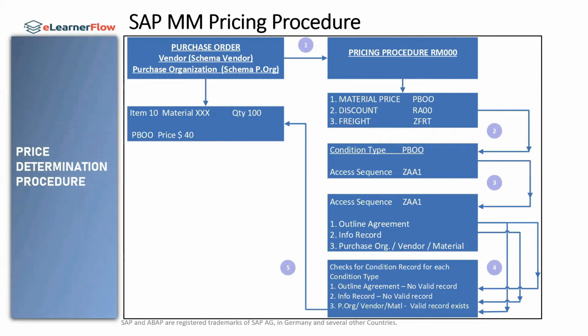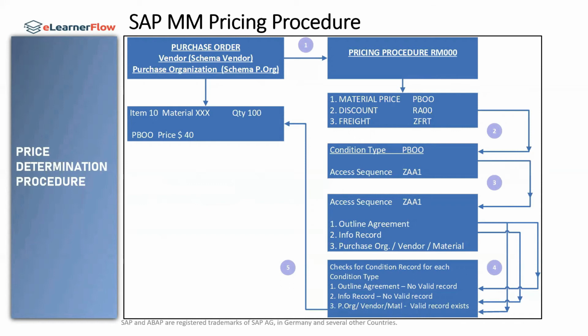So let us understand how the system picks up the pricing procedure when you're creating a purchase order. Whenever you are creating a purchase order, you enter the vendor code and then the organization data like the company code, purchase organization, purchase group.